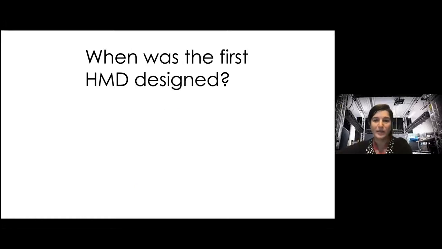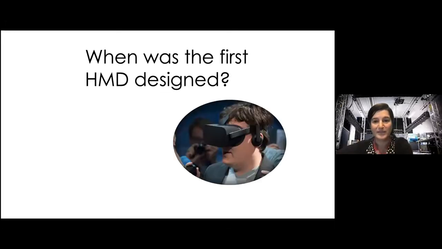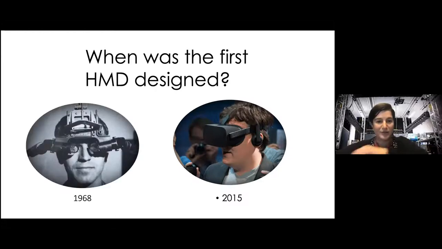Also, when was the first HMD design? Many people still say, oh, VR is so new, such an emerging technology, but it's really not the case. Some people think that virtual reality started with the guy who created the first Kickstarter with the Oculus, only 6 years ago.